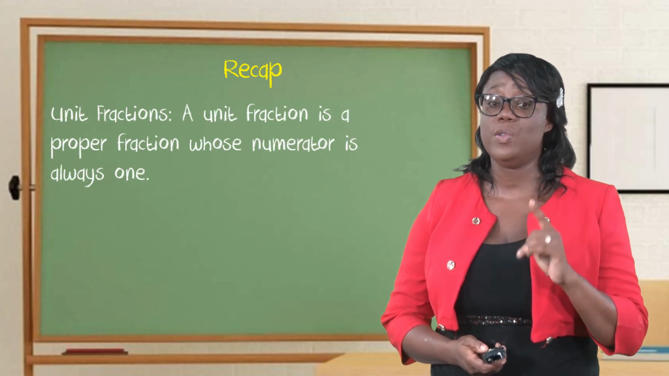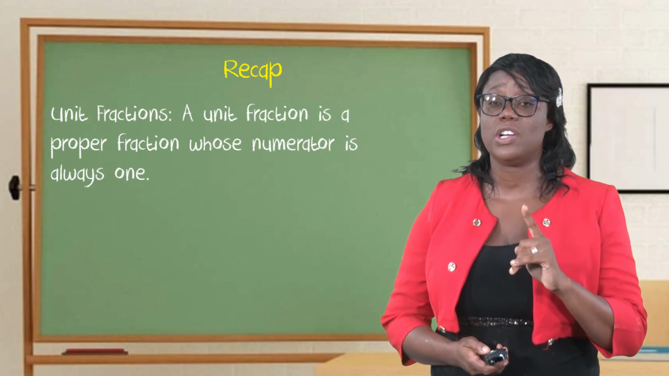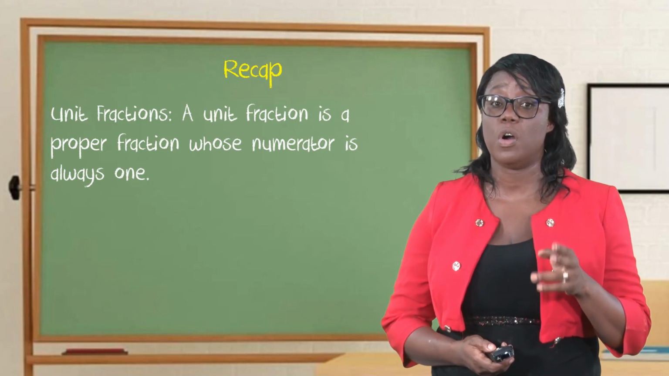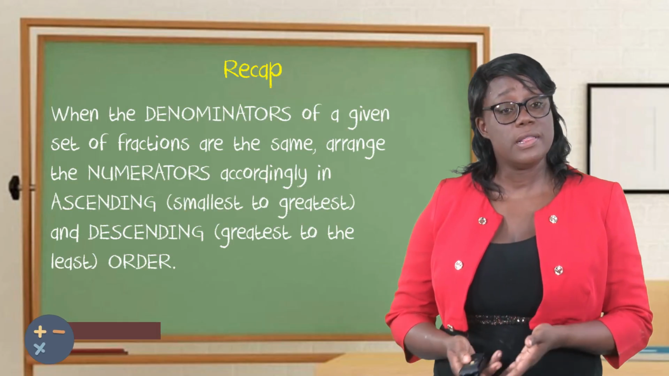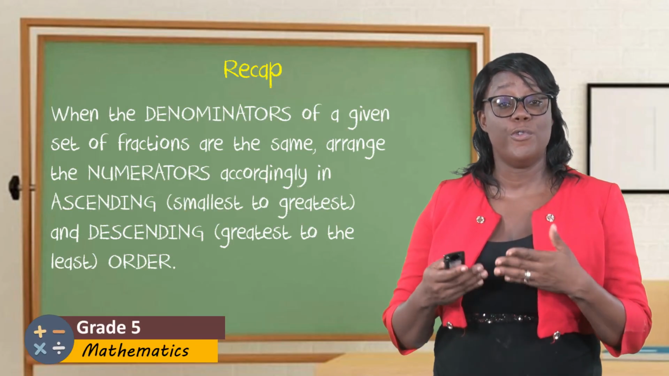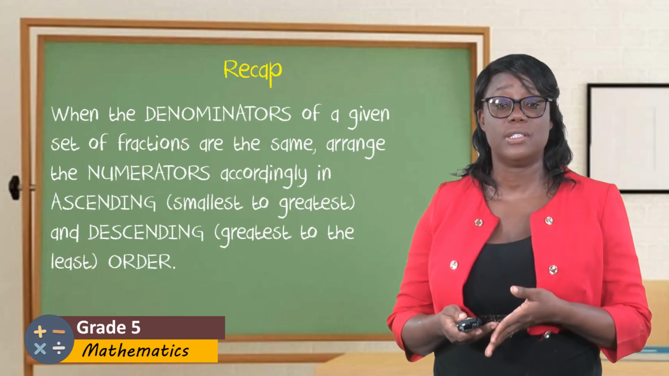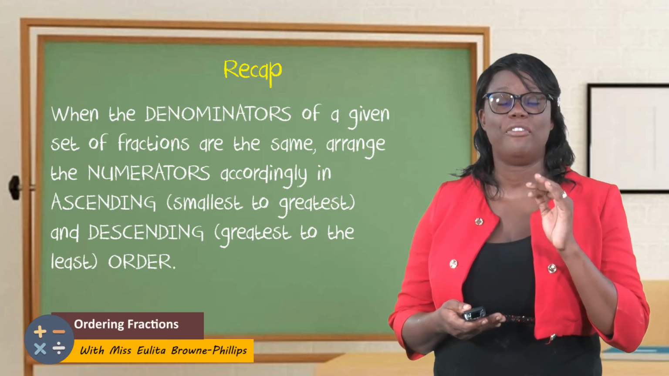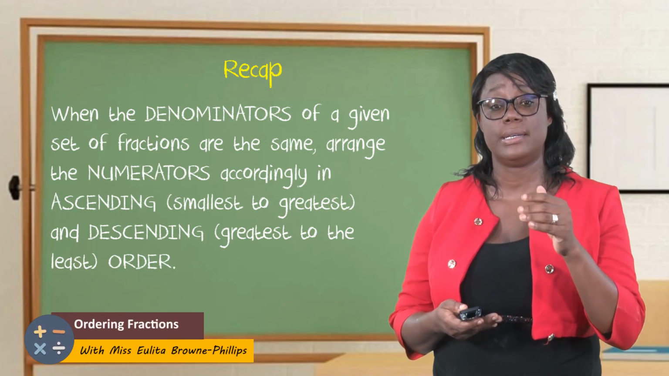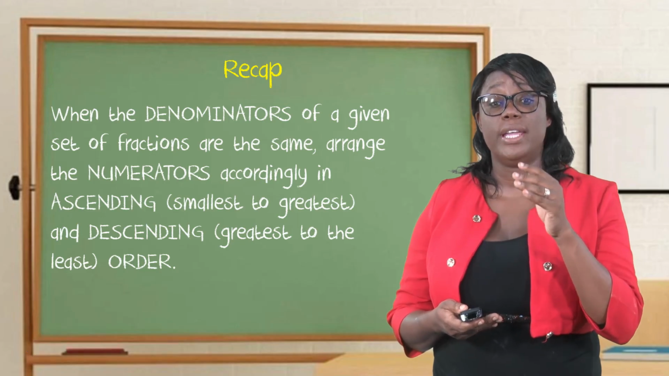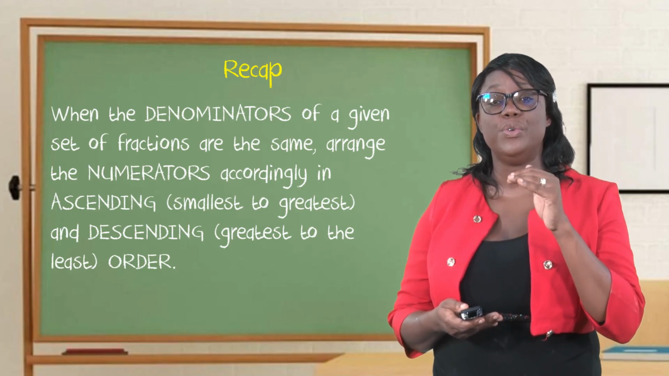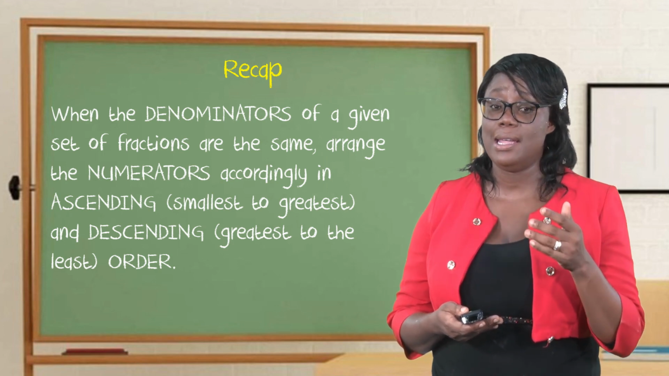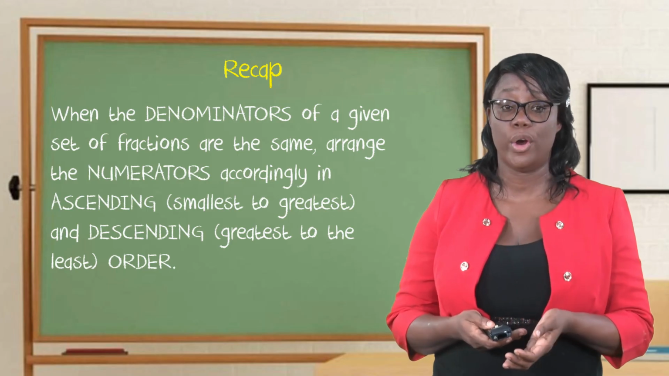We learned that a unit fraction is a proper fraction whose numerator is always 1. We also learned that there are rules for ordering fractions with like denominators. When we have fractions with like denominators, we arrange those fractions using the numerator accordingly in ascending and descending order.